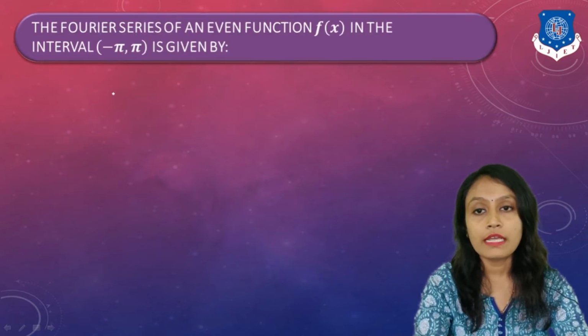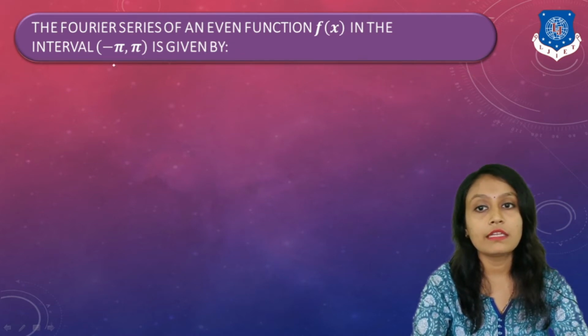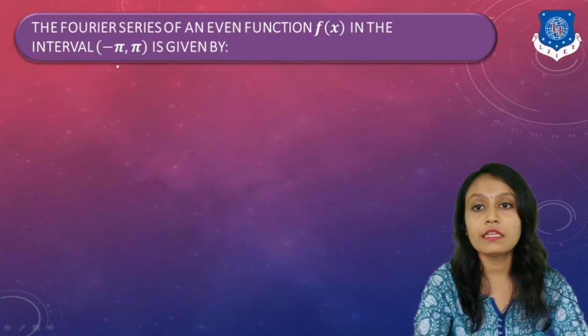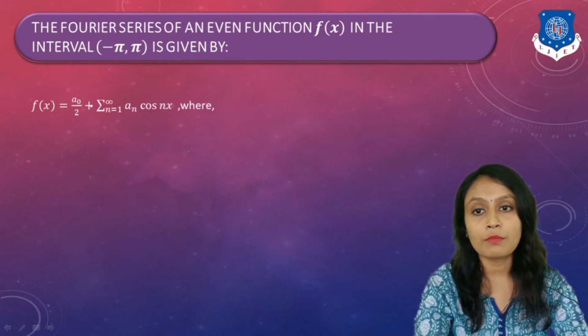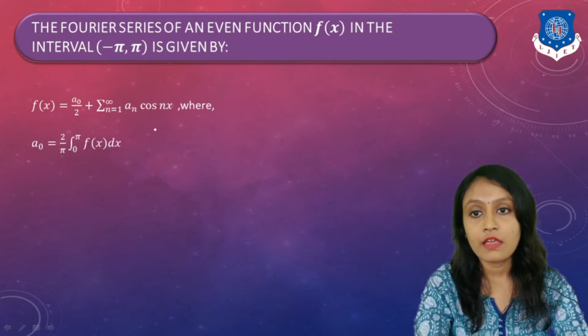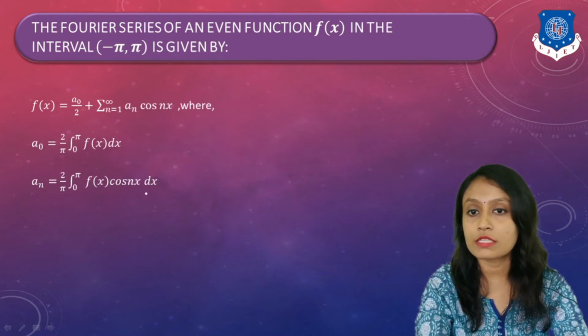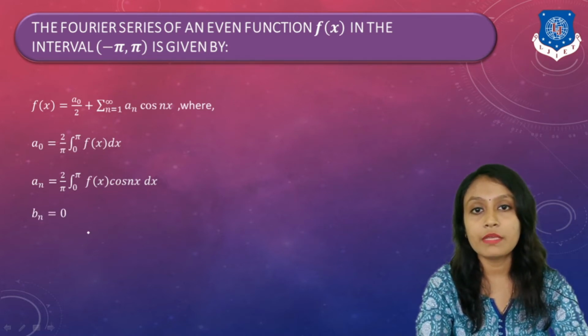Okay. Now let's discuss the Fourier series of an even function f of x in the interval minus pi to pi. Here our function is even and we are considering the interval minus pi to pi. So the formula for f of x will be a0 by 2 plus summation n from 1 to infinity an cos nx, where a0 is 2 upon pi integration 0 to pi f of x dx, and an will be 2 upon pi integration 0 to pi f of x cos nx dx, and bn will be equal to 0.